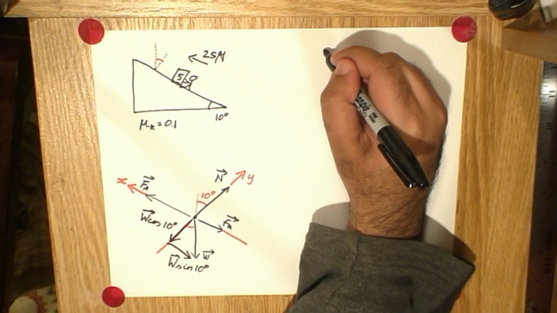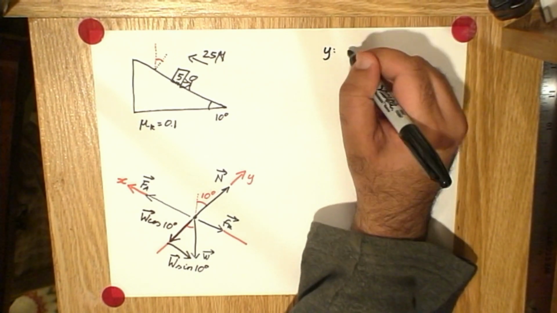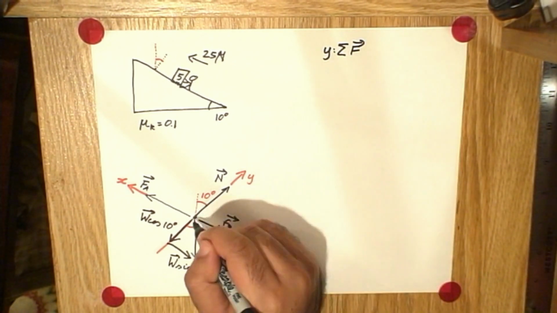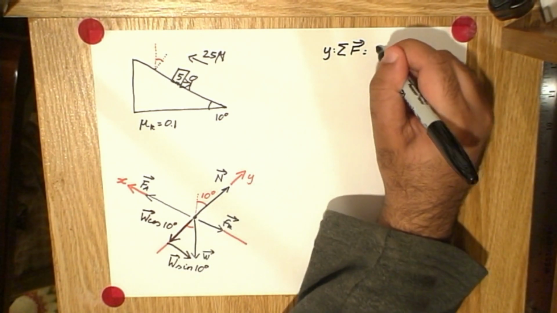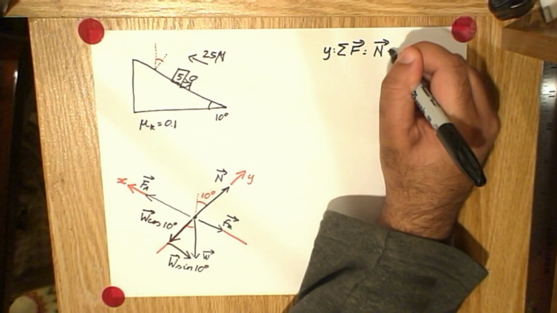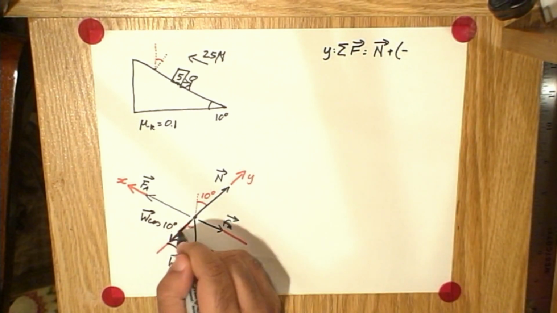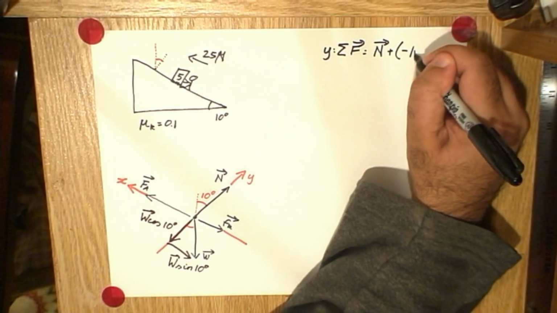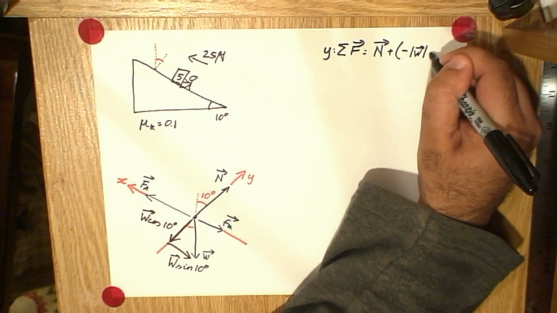So, in the y direction, the total force is given by the normal force pointed up, that is in the positive y direction, and weight cos 10 degrees pointed in the negative y direction, which we could write like this.